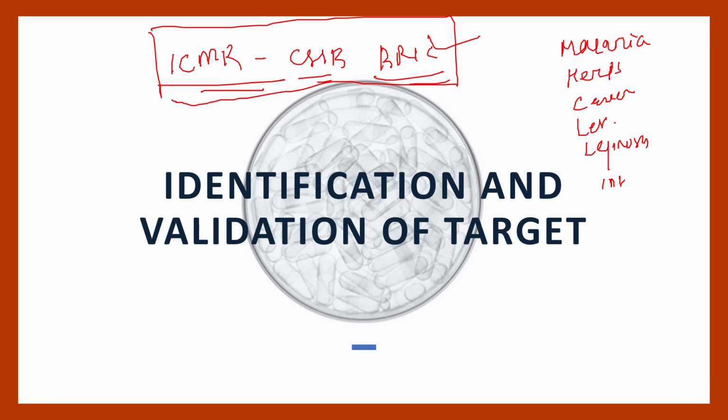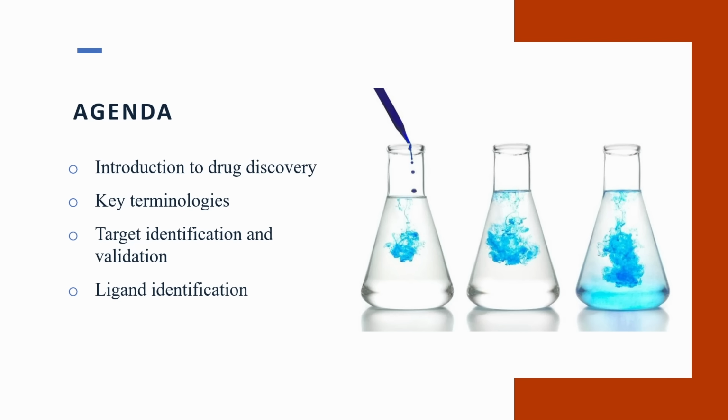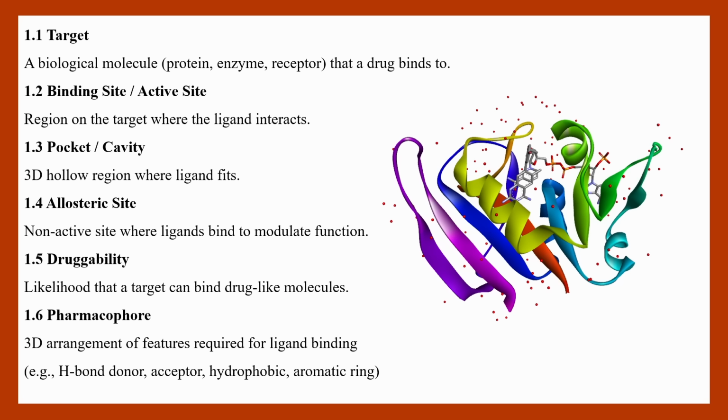Targets may be simple, like flu, or range from flu to epilepsy and anxiety. There are various targets. Target means nothing but the disease. What is the disease? That is the target. So how to identify them? How to validate them? For that, before going to target, let me teach you some key technical terminologies that are used in drug design and drug discovery.